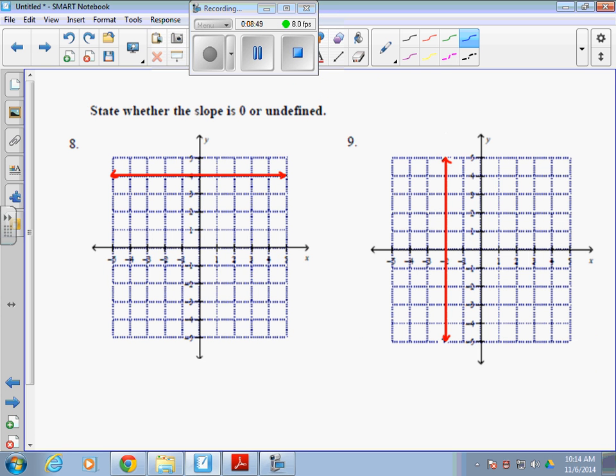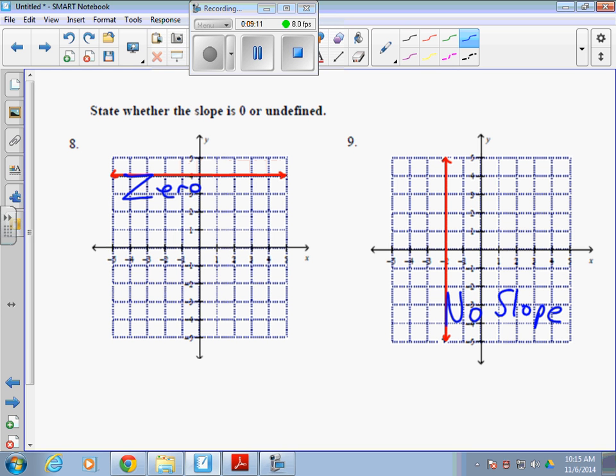Number 8 and 9. You want to determine if these are zero slope or undefined slopes. Remember, when you have a picture, the easiest way is to say you can write a Z with this one, and you can write an N with this one. So that's how they go. 8 is 0, 9 is undefined.